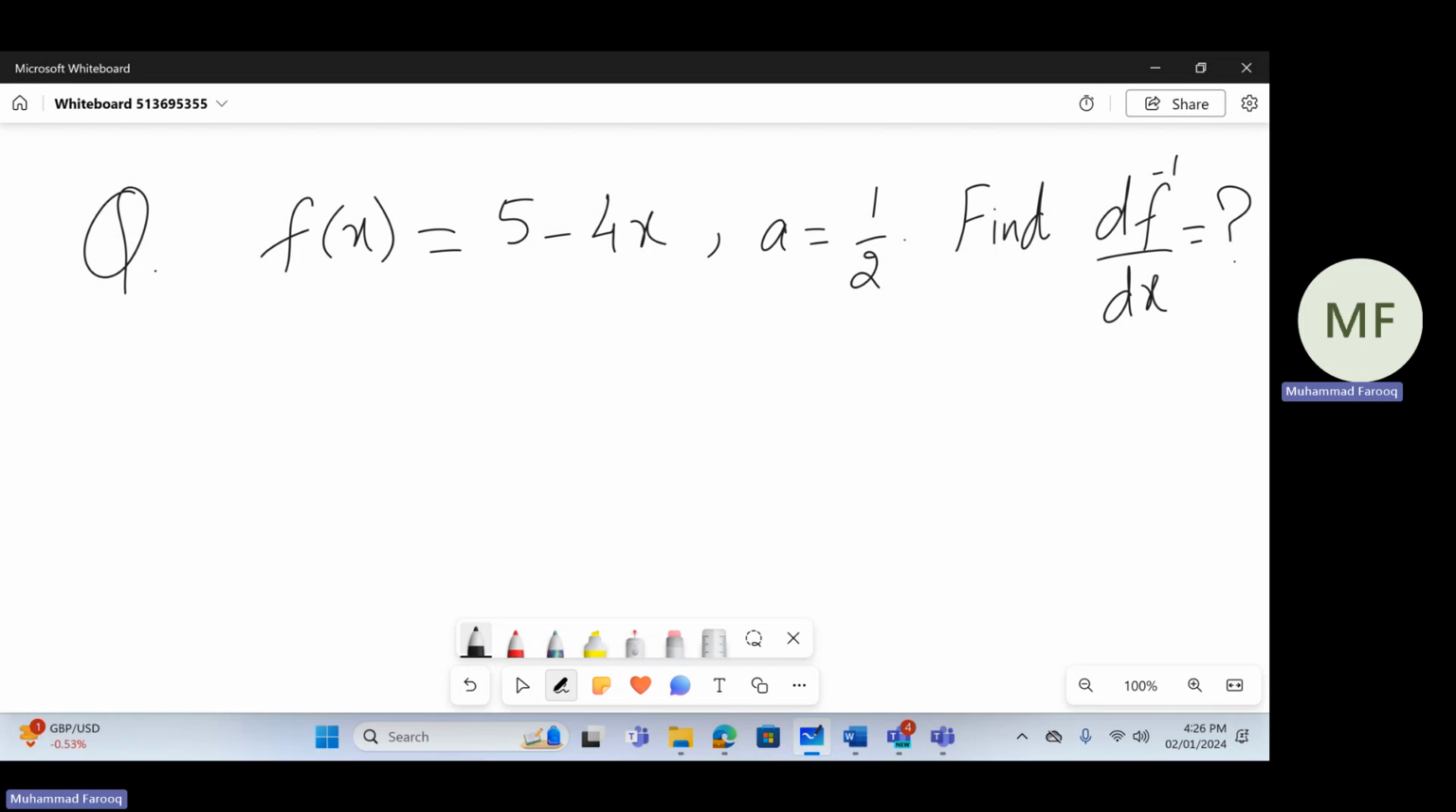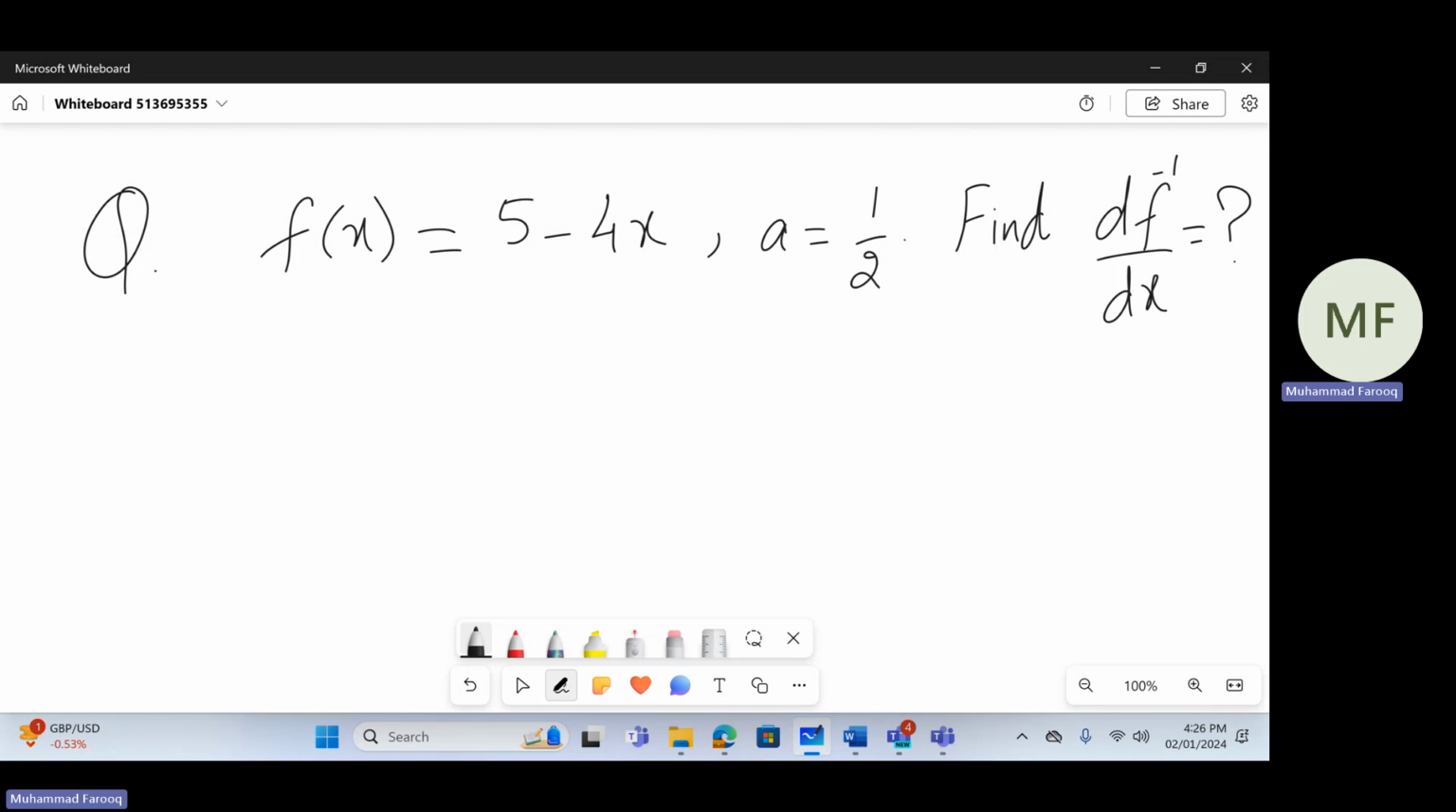Now, please use the property. No need to find the inverse, don't waste time, because we have a point. We know very well that the inverse function derivative at f of a is simply equal to the reciprocal of the function derivative at a.